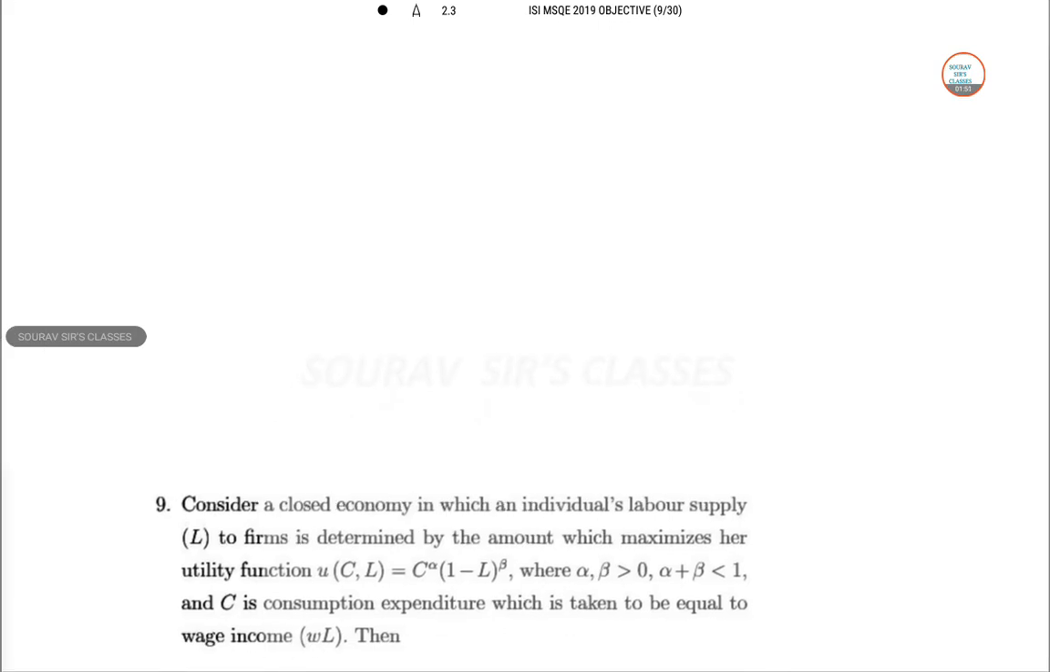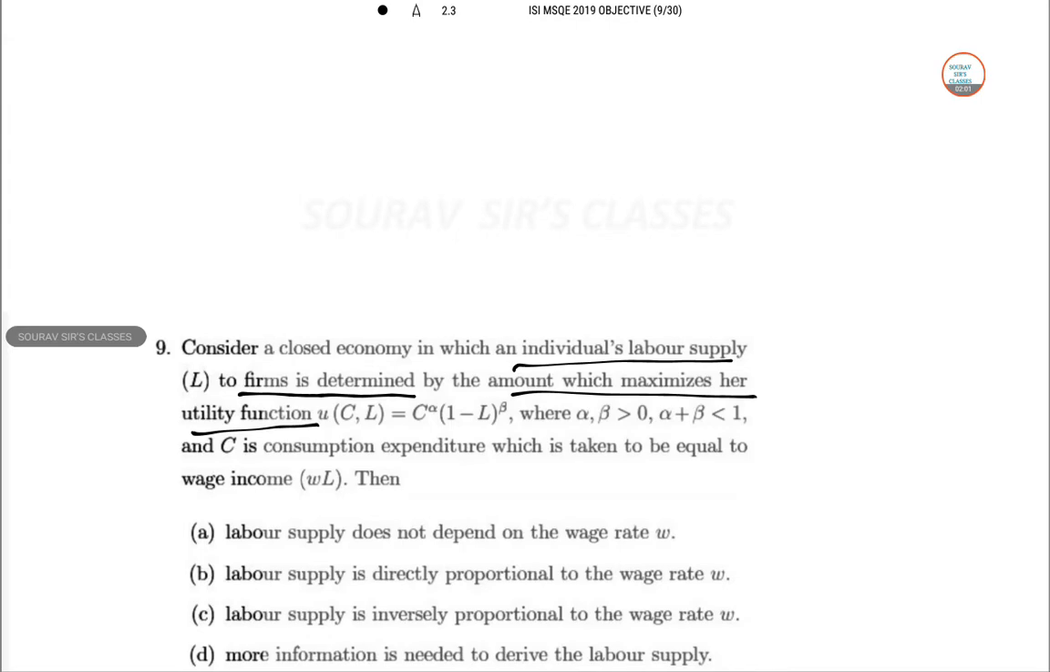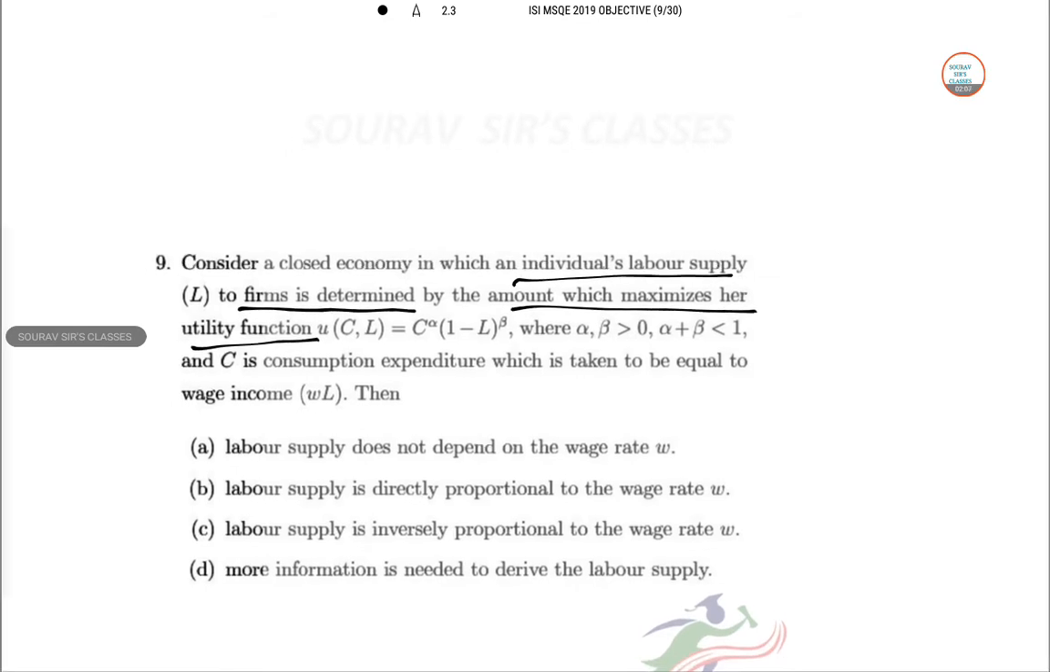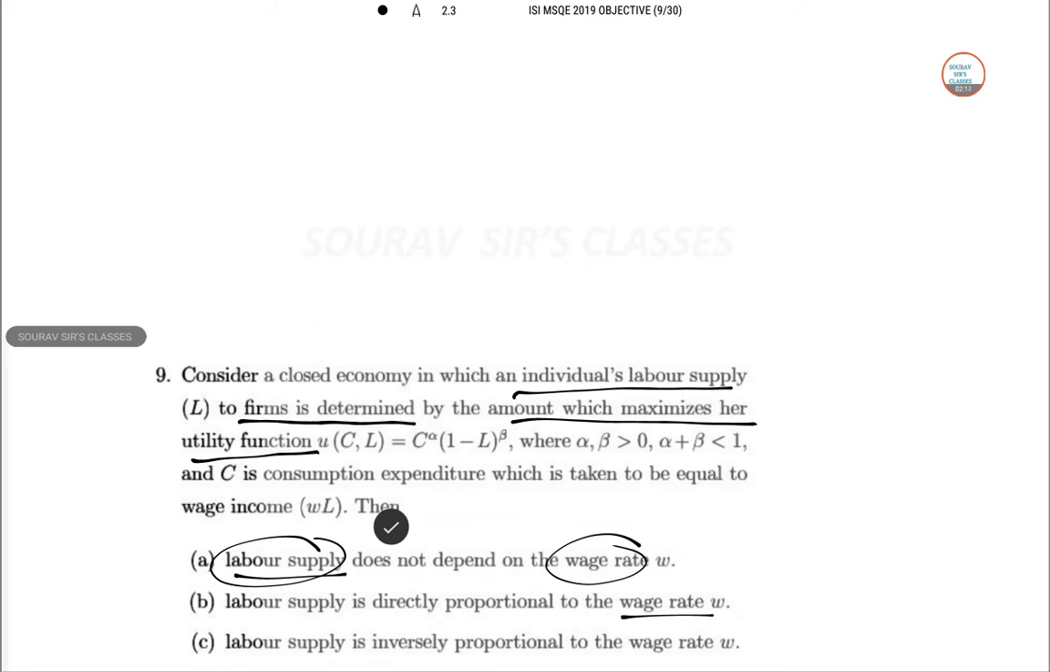So consider a closed economy in which the individual's labor supply L to the firms is determined by the amount which maximizes the utility function. Alpha plus beta, and C maximizes the expenditure taken equal to income. So labor supply is being asked. We need to find out the relationship between labor supply and wage rate, and whether it depends on the wage rate. So let's directly see this. Labor supply is given by the solution of this structure.